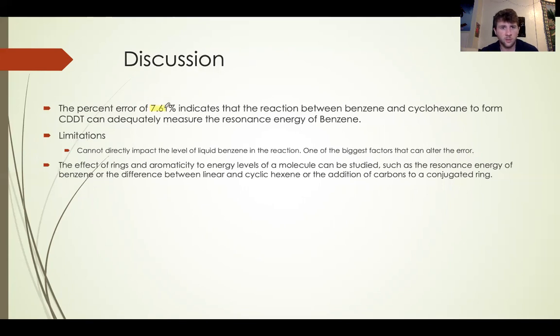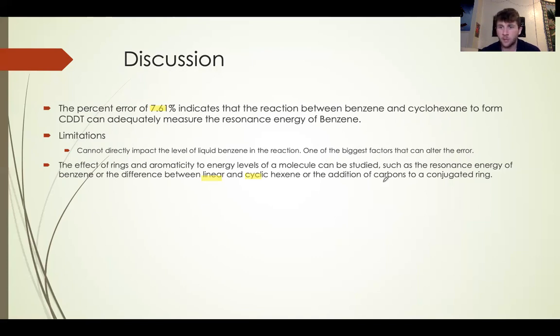Percent error of 7.61. This is just some general notes. This showed that it could accurately measure the resonance energy of benzene. Some limitations, again, it can't directly impact the level of liquid benzene in the reaction. I think that's pretty important if you're trying to establish a very accurate method to compare it to the literature value. The effects of the rings and the aromaticity to the energy levels in this reaction, though, can still be studied. Factors such as the resonance energy of the benzene. Also, you could use different factors like studying the difference between a linear and cyclic hexene.